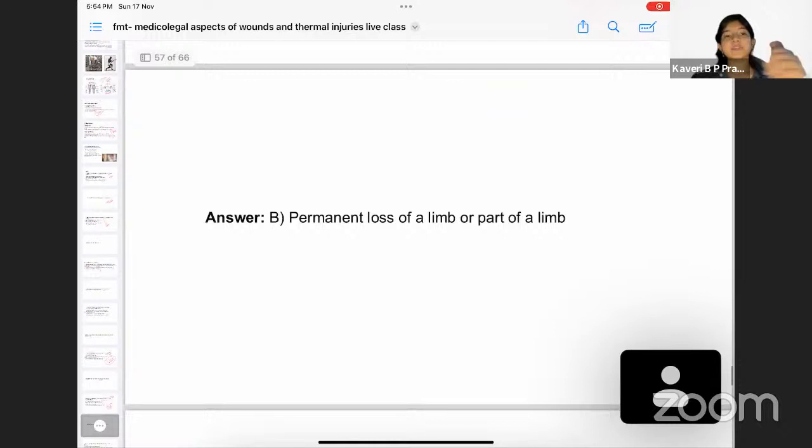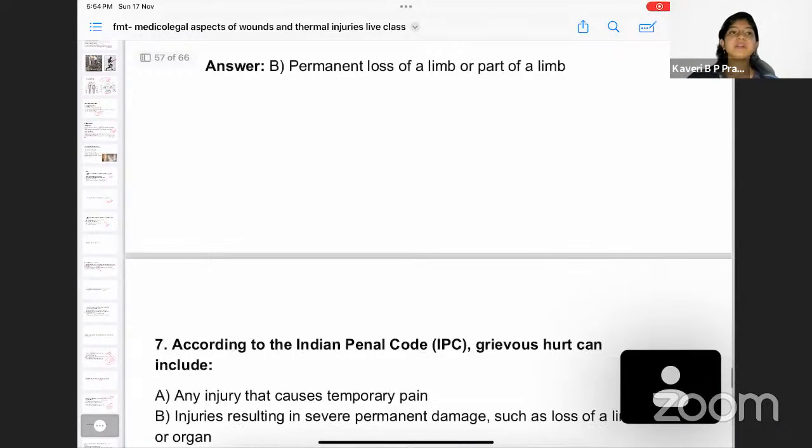Or permanent loss of functioning, or temporary loss of functioning of the body for a period of more than 20 days. So these are the various examples of grievous hurt.